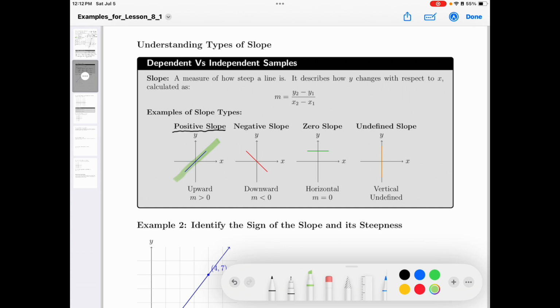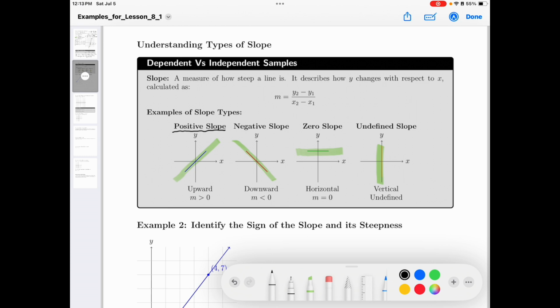Now, if you had a negative slope, say it was -2, then that means when you look at it and read it left to right, it's going to be going down. So the values on the line are going to be decreasing. Now, we have special slopes, special cases, where the slope is 0. That's when you have a horizontal line. And then when you have a vertical line, that's when you have an undefined slope.